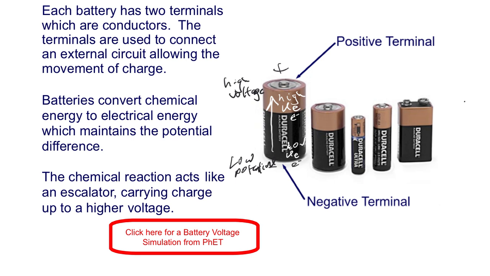So think of a battery as a pump, like the water company, that pumps the water that comes back to it and energizes it, pressurizes it. In this case, it gives higher energy to the electrons. Okay, they call it an escalator. I call it a pump.